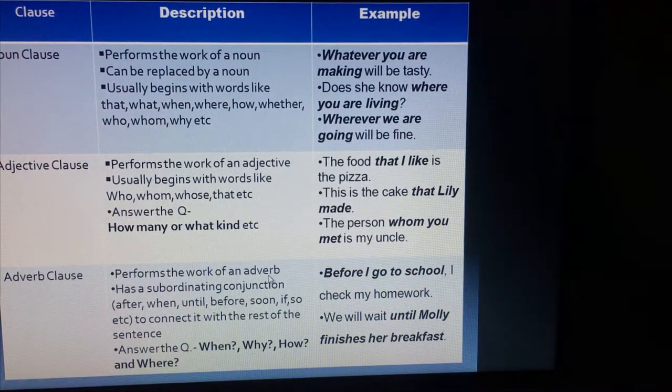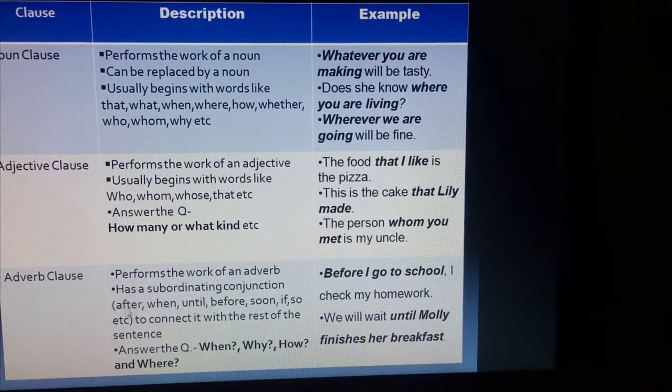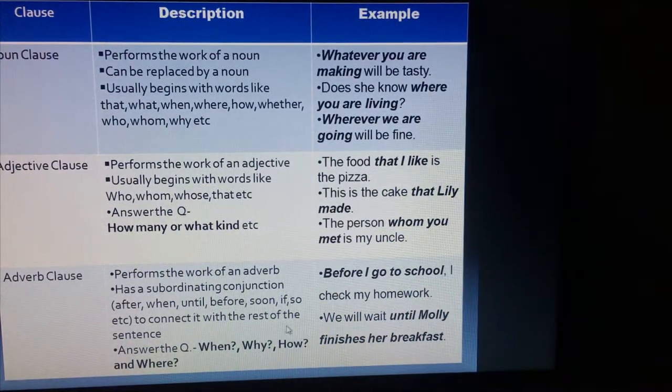And the last one, adverb clause. It performs the work of an adverb, and it will surely have a subject and a verb, and has a subordinate conjunction like after, when, until, before, soon. You know what subordinate conjunctions are, which I have already shown you in the previous video, so you can watch from there as well. I have given some of them from there. Here you can see in the brackets the subordinate conjunction, to connect it with the rest of the sentence.